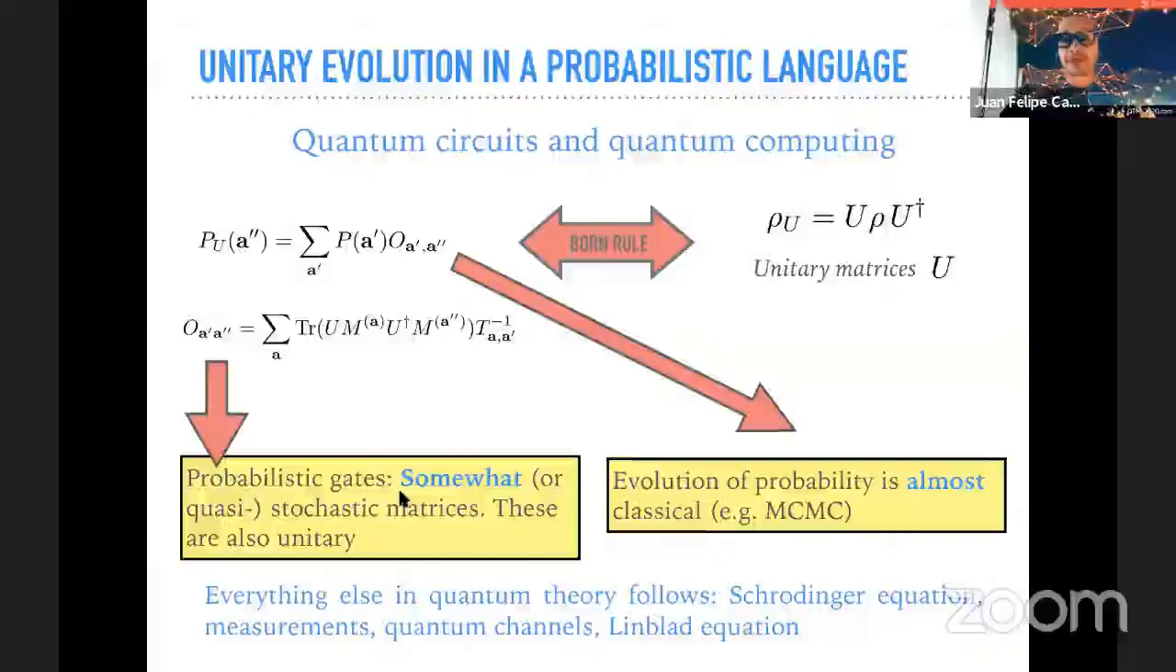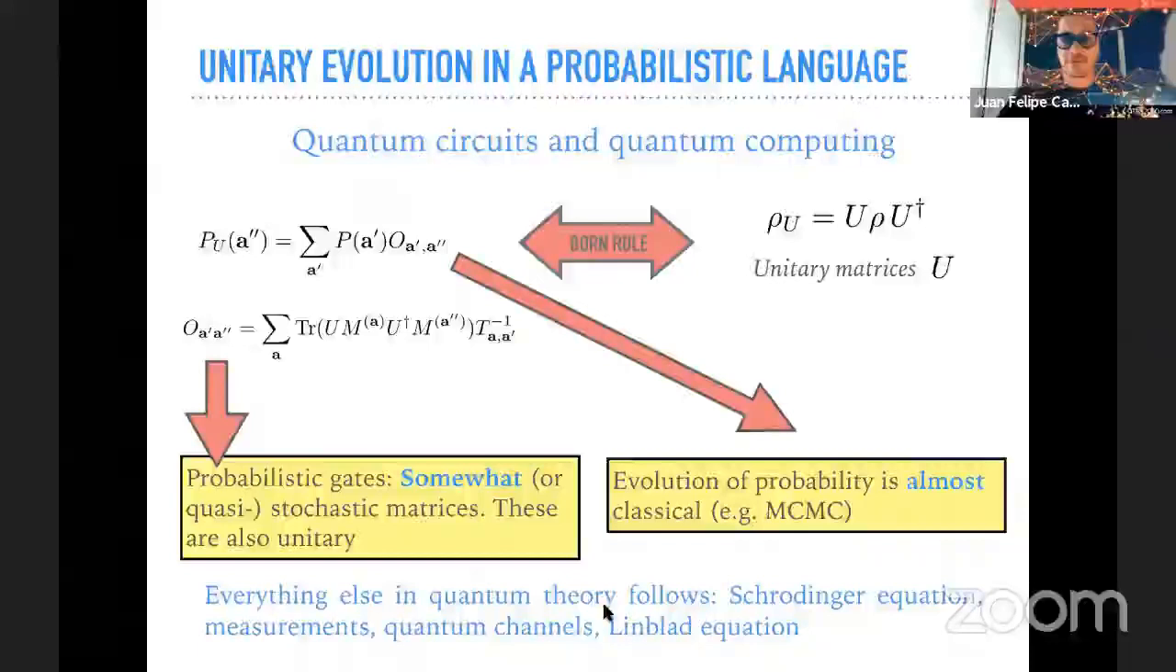They're also unitary, and they look almost like a stochastic matrix in that if you sum over the columns, you get one, but they can be positive or negative. So you don't get rid of sign problems when you're trying to do time evolution using these quantities. Everything else in quantum theory follows, like the Schrodinger equation, measurements, channels, and Lindblad equations. So you can reproduce everything in quantum physics in this language.